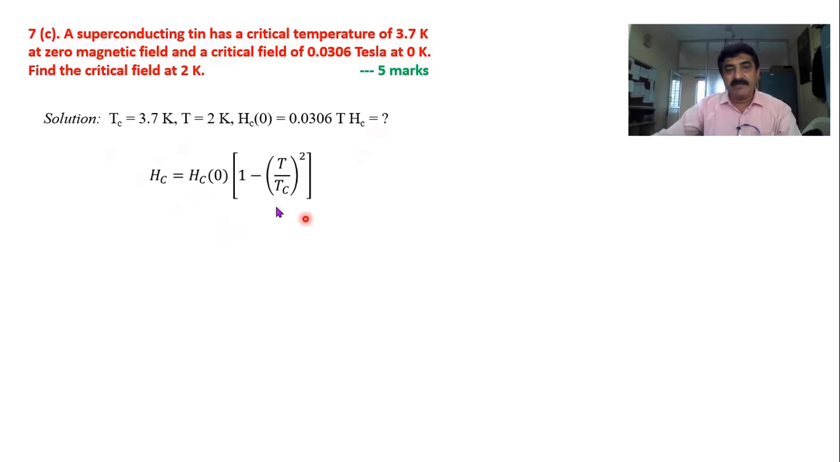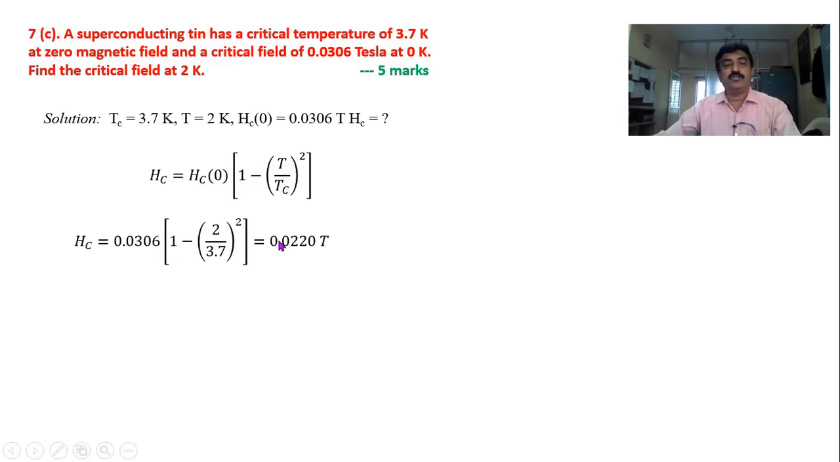Yes, I have a ready-made equation. Direct substitution: Hc naught value, T value, Tc value, substitute and simplify. I have already simplified it for you; please check this once again. You will get 0.022 Tesla. Definitely at higher temperature H will be less. I told you, as temperature increases H decreases. Conversely, as temperature decreases H increases.